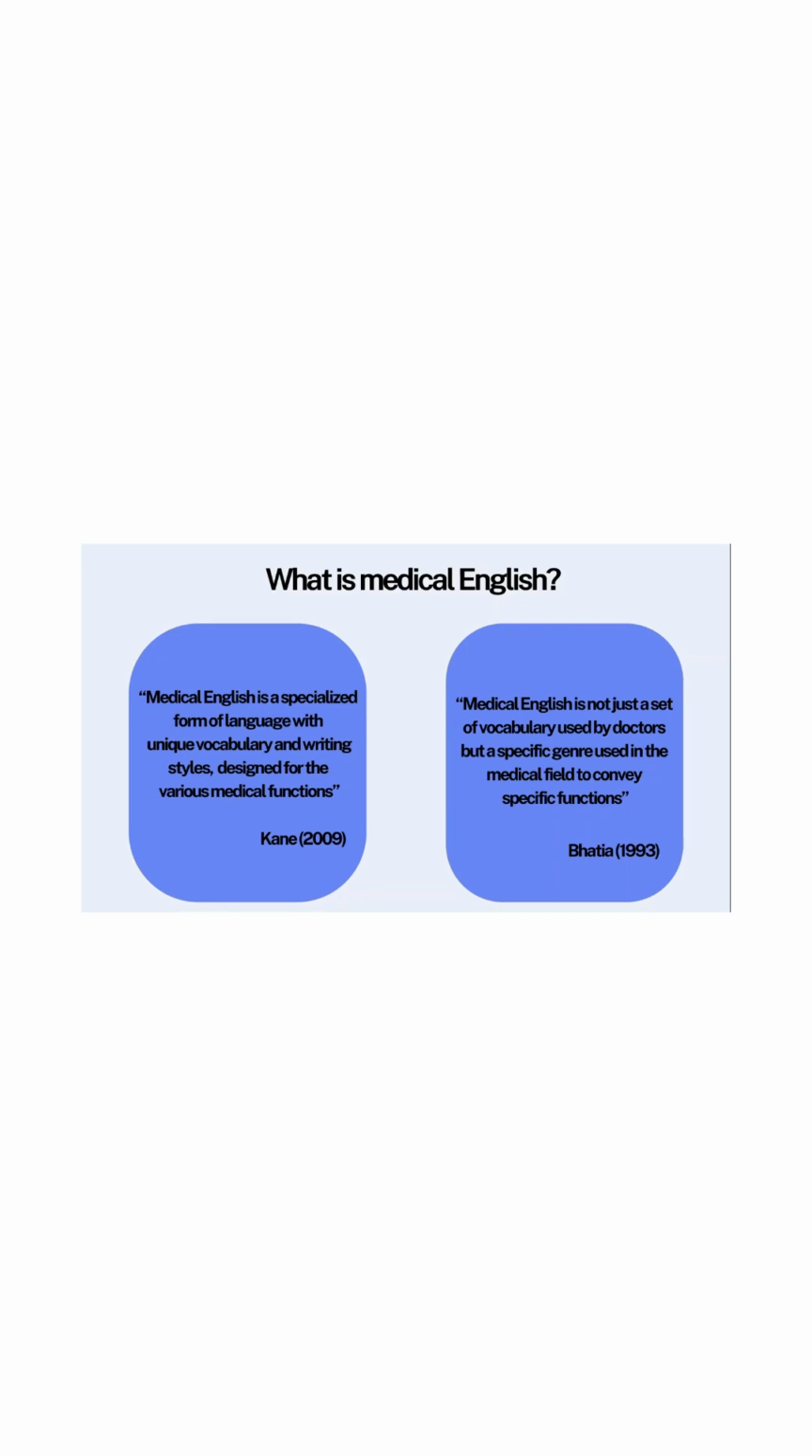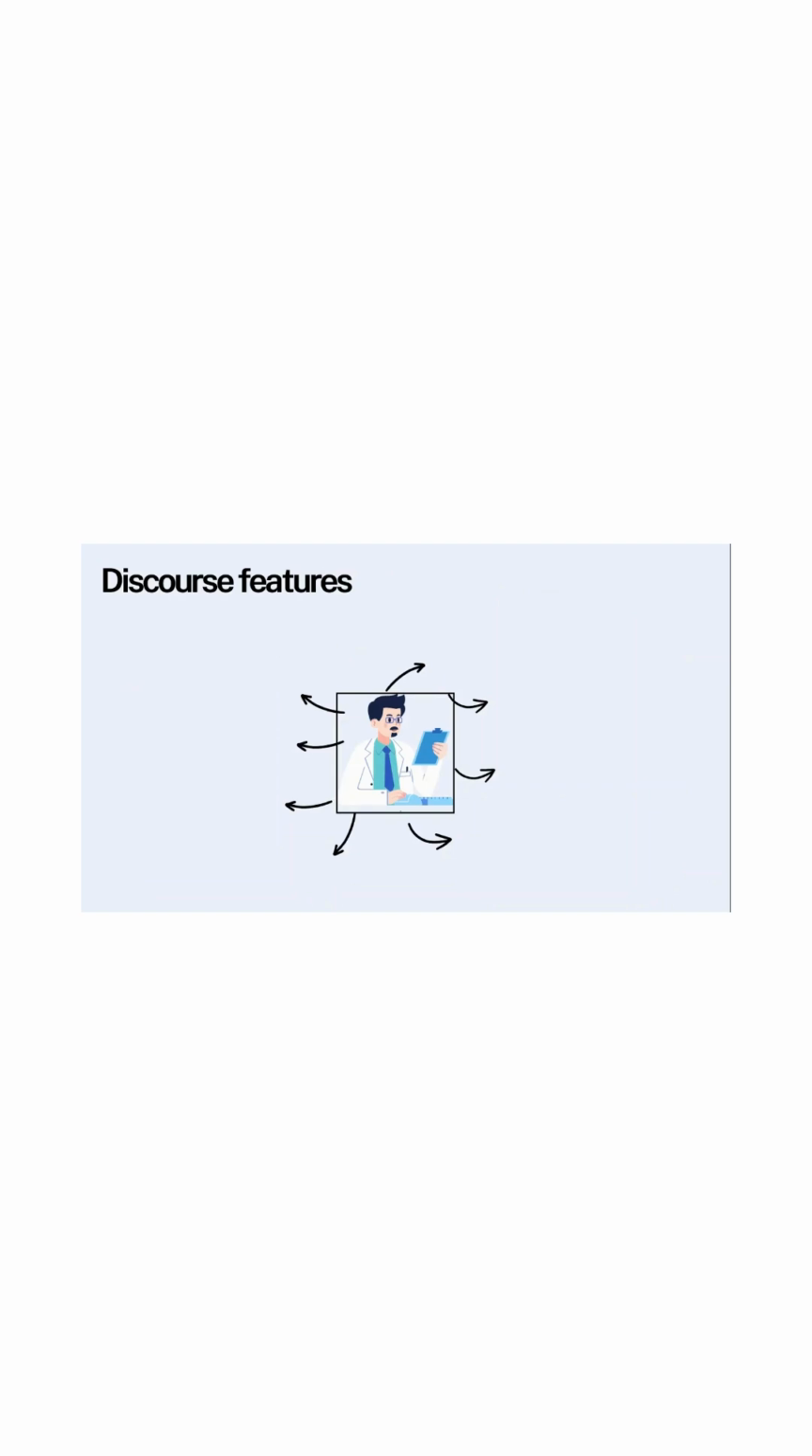To understand medical English better, we need to explore its key features and how it stands out from everyday English. Let's look at the unique aspects of medical discourse. First of all, medical language is designed to communicate complex concepts with accuracy, avoiding ambiguity. This allows doctors to describe conditions precisely and make sure their communication is clear to both professionals and patients.